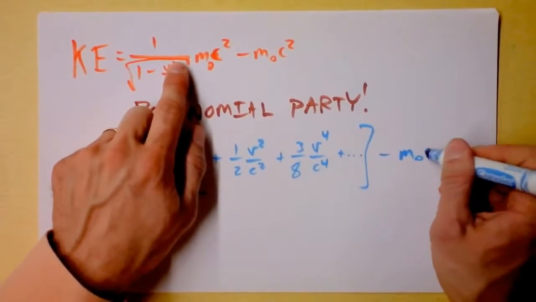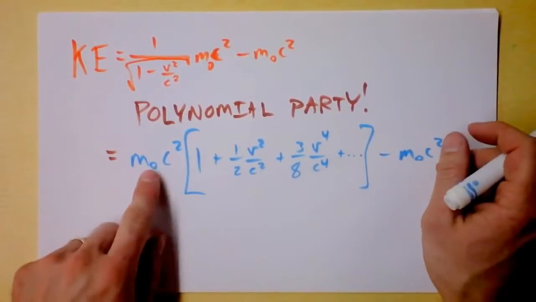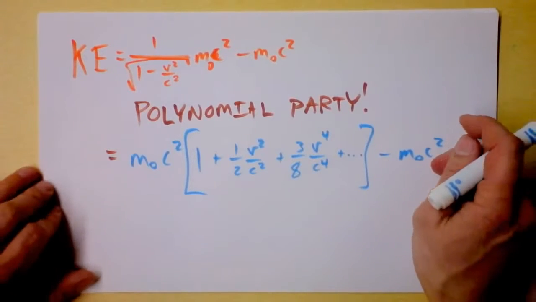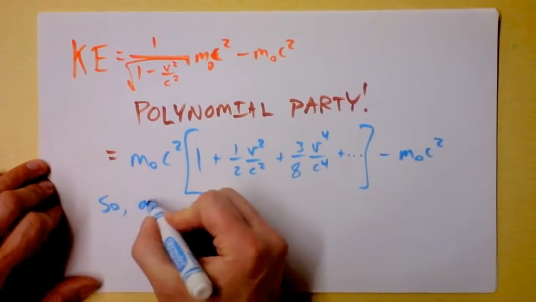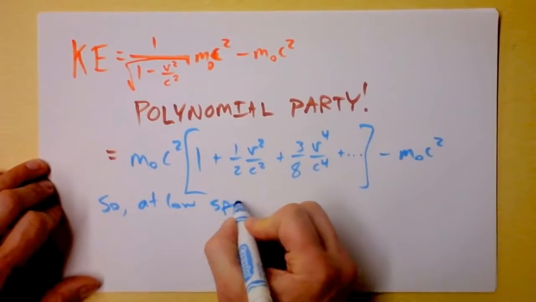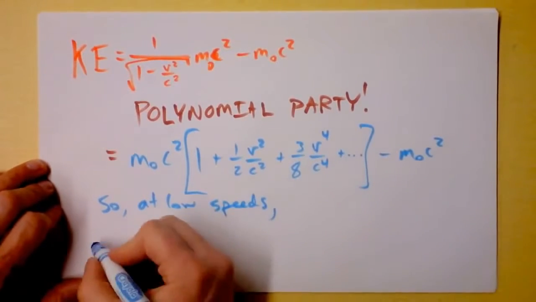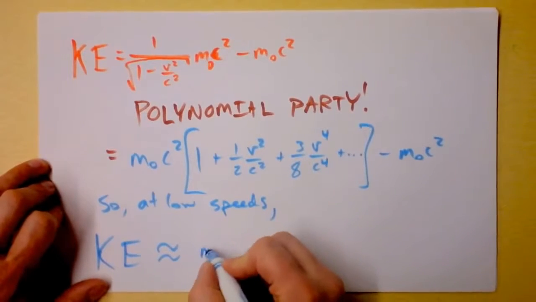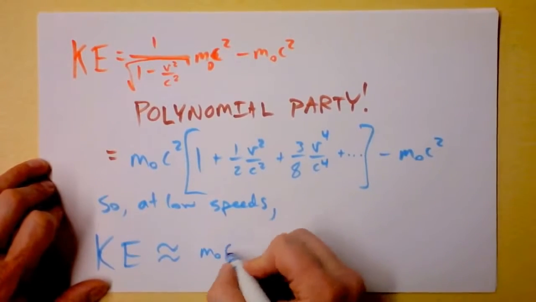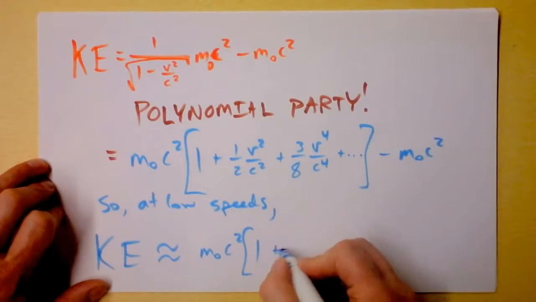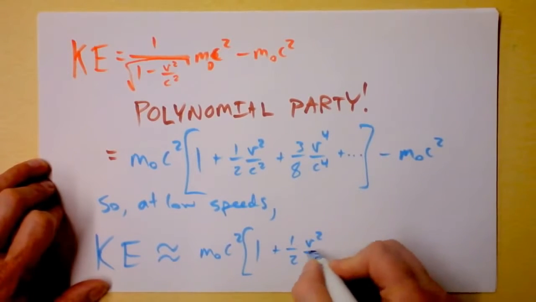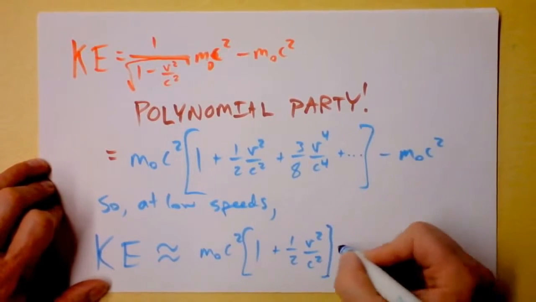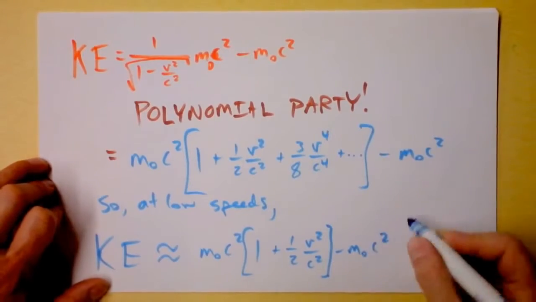Then I have to subtract m naught times c squared. Notice I've got m naught times c squared, and I've got m naught times c squared. So at low speeds, we get that the kinetic energy is approximately m naught times c squared times 1 plus 1/2 v squared over c squared minus m naught times c squared.